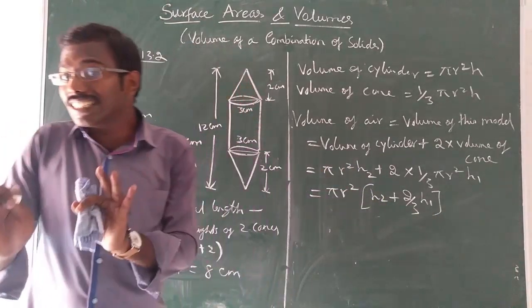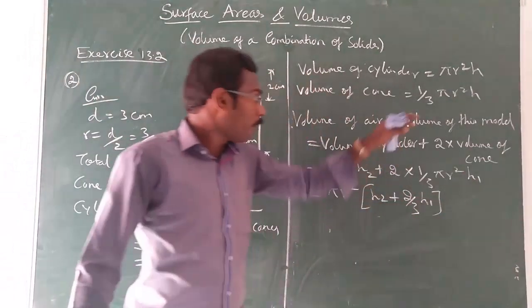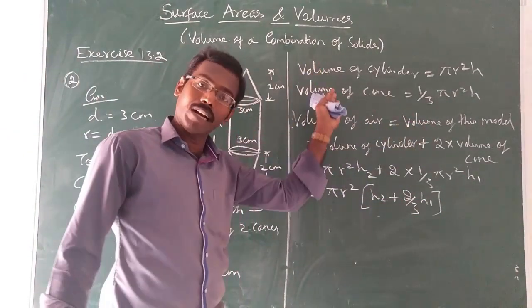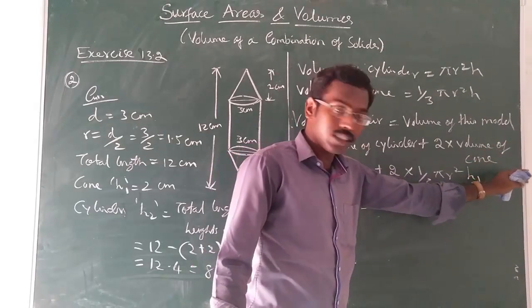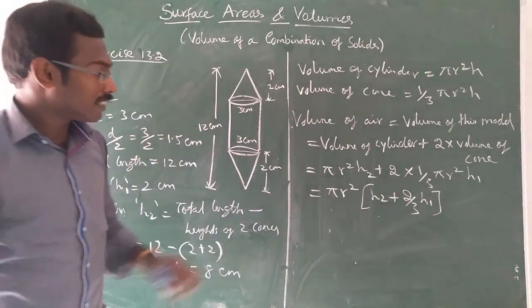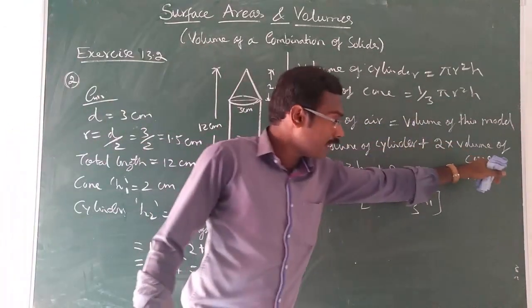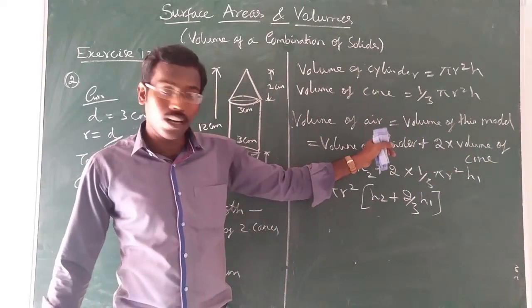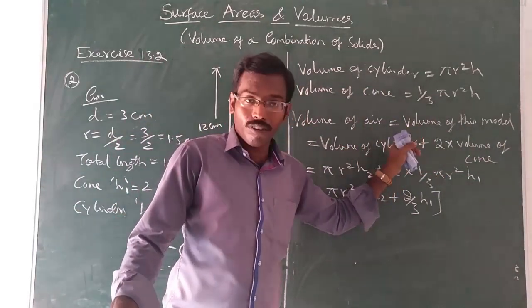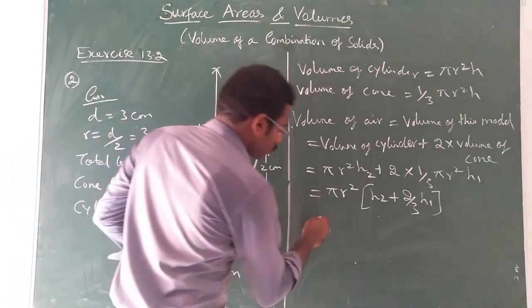But if you think this is difficult for you, you first find the volume of cylinder separately, then find the volume of cone separately, then finally you add it. No problem. If you do step by step you may get some step marks. Even if volume of cone is wrong, even then you will get marks for volume of cylinder. So now let us apply the values.